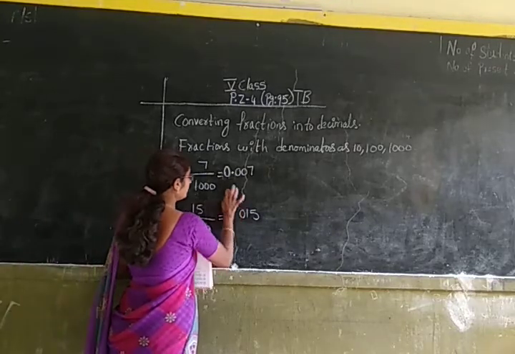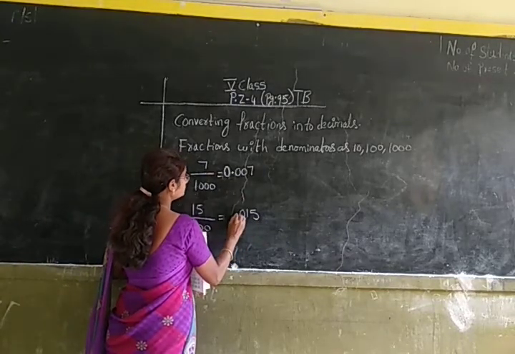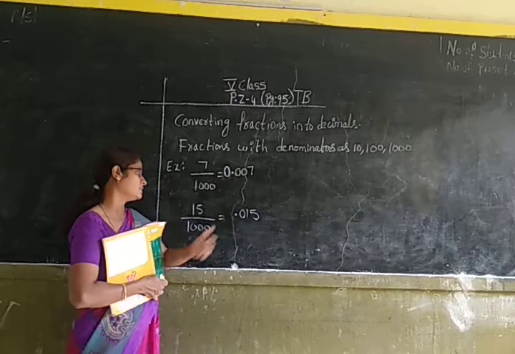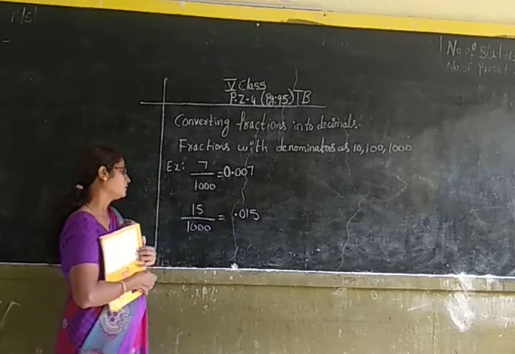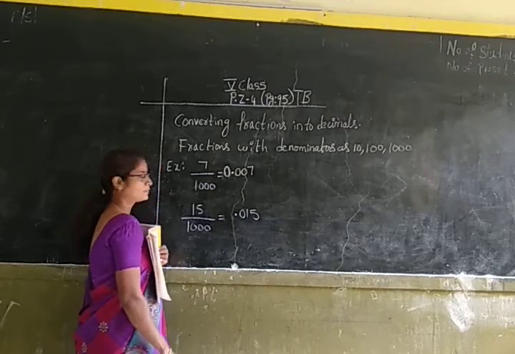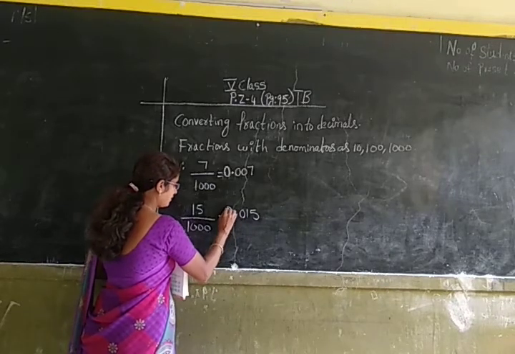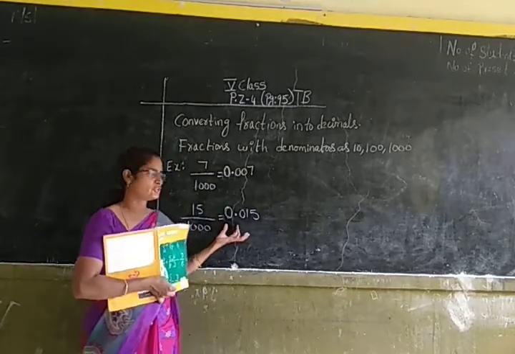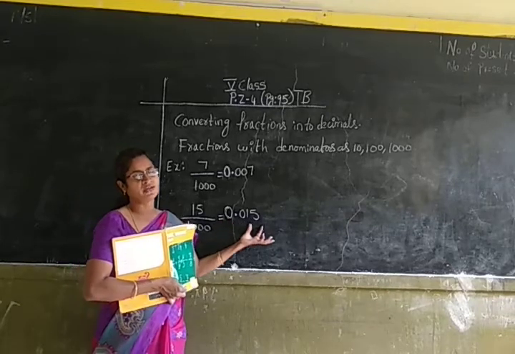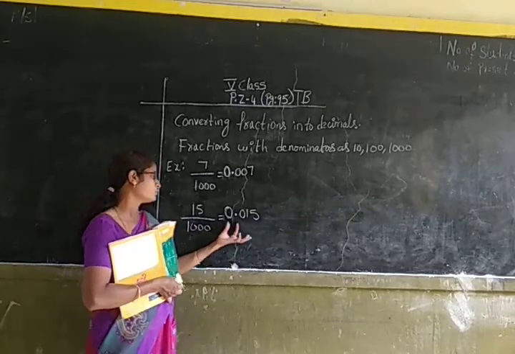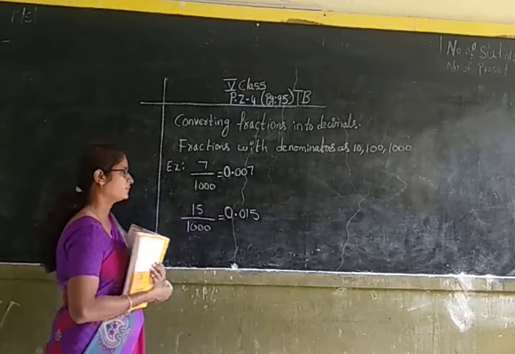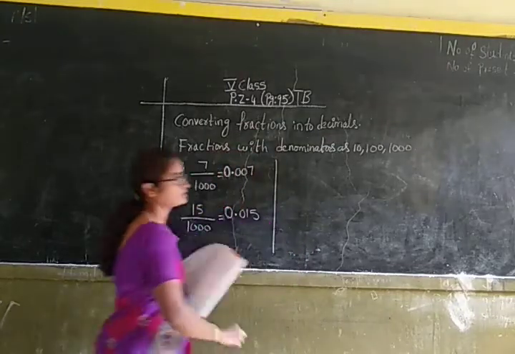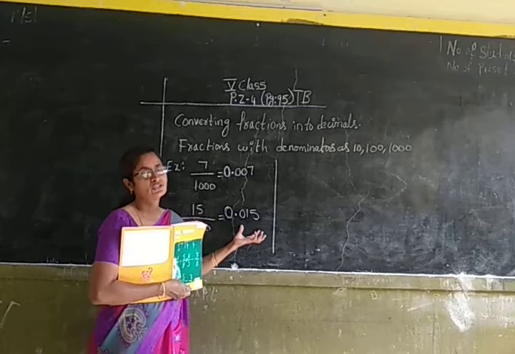So let us place the point after 3 digits. 1, 2, 3. So since there are only 2 digits, we have taken 0 for the sake of the third digit. And we have placed the point. Now here there is no number in the whole number part, so let us take it as 0. I have already told you that when there is no number in the whole number part, you have to take it as 0. So 0.015. So 15 by 1000 is equals to 0.015. Okay children. Whenever there are no sufficient digits, you have to take 0 in their places.